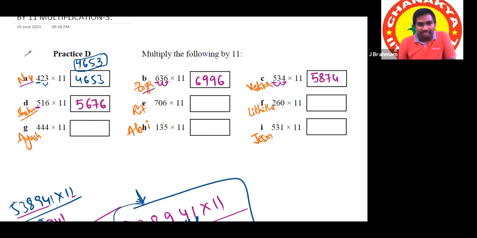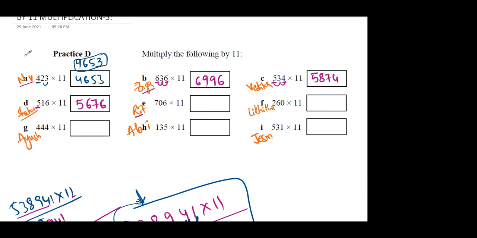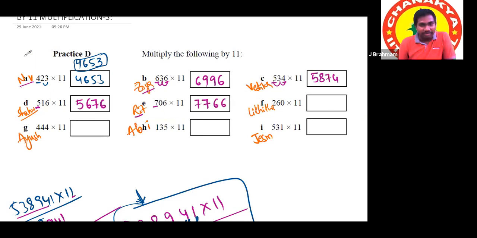Very good. Ritvik. So we need to write 7 as it is. Then 7 plus 0 would be 7. And 0 plus 6 would be 6. And 6 as it is. Very good. Correct.